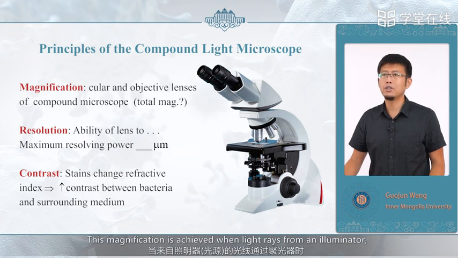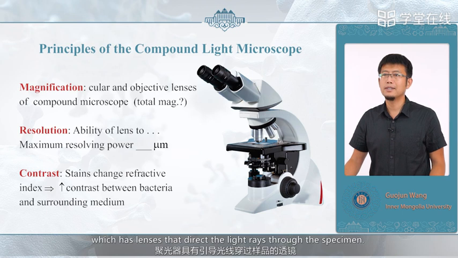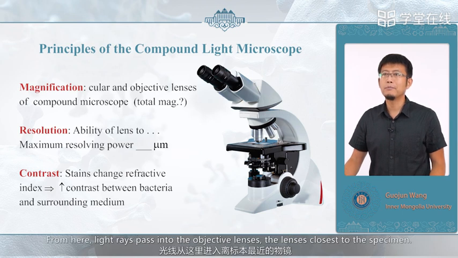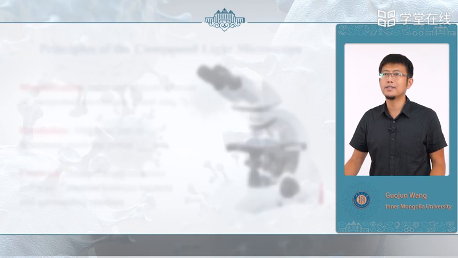This magnification is achieved when light rays from an illuminator, the light source, pass through the condenser, which has lenses that direct the light rays through the specimen. From here, light rays pass into the objective lenses, the lenses closest to the specimen. Most microscopes used in microbiology have several objective lenses.